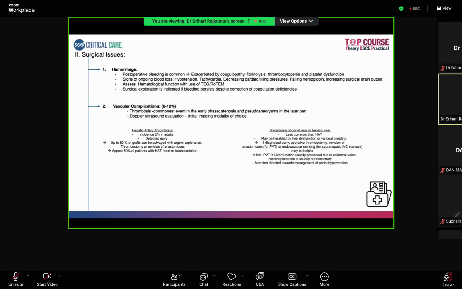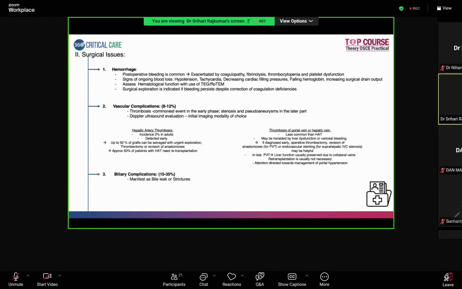So we have covered the artery, then we need to also cover the vein. There can also be thrombosis of the portal vein or hepatic vein. It's less common than hepatic artery thrombosis. If it is diagnosed early, operative thrombectomy and revision of the anastomosis, especially if it is a portal vein thrombosis, or endovascular stenting, may be helpful, especially if it is suprahepatic IVC stenosis. But in late cases who come with a portal vein thrombosis, usually collaterals start to develop. In those kinds of subsets, retransplantation is not necessary. You need to look into management of portal hypertension.